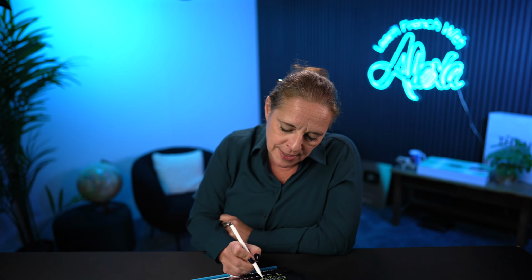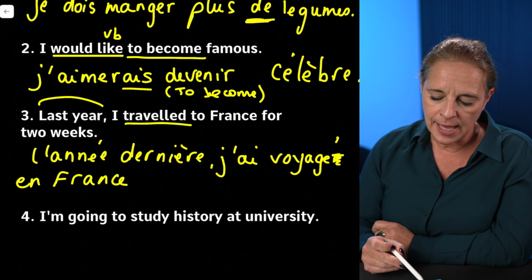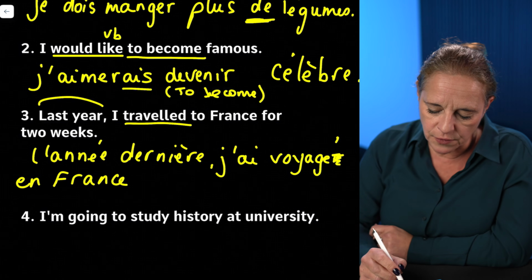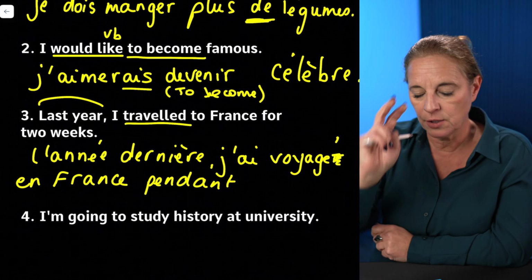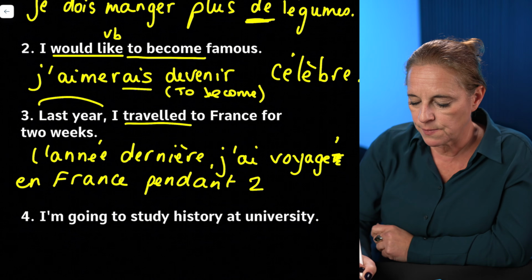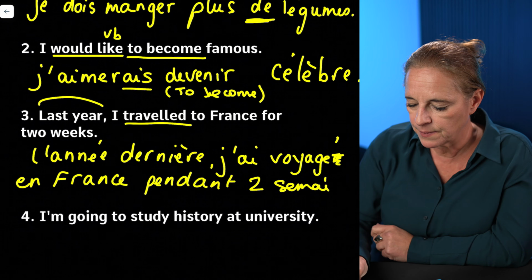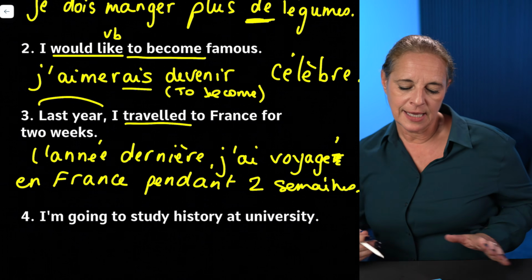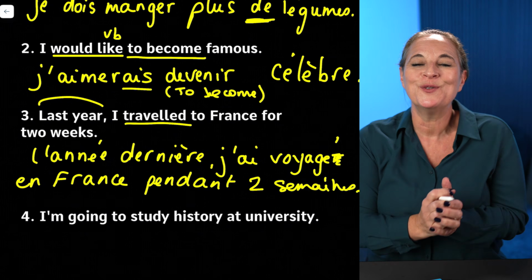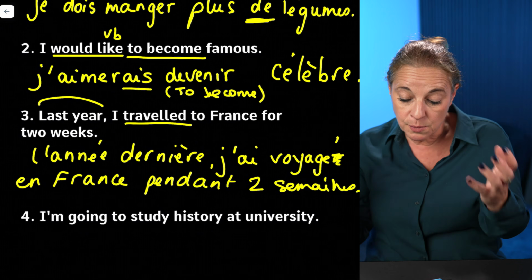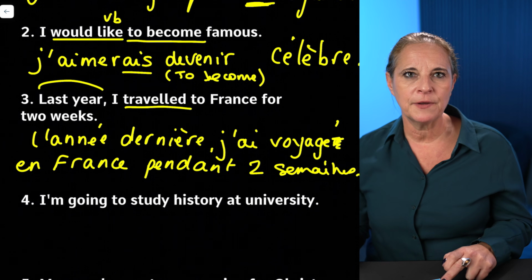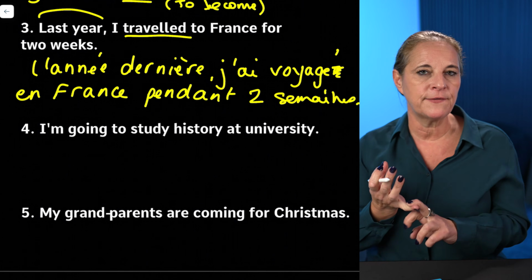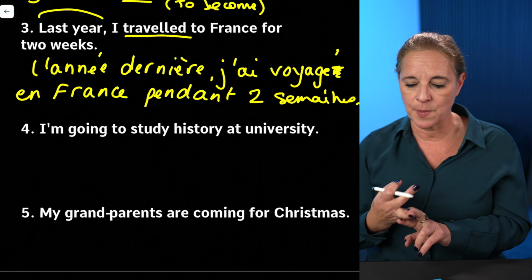I mean, you need to know your prepositions. I have many videos on that. L'année dernière, j'ai voyagé en France pendant, again, that's vocabulary, 2 semaines. Okay? L'année dernière, j'ai voyagé en France pendant 2 semaines. And that's the perfect translation of sentence number 3. You've got to be very methodical here. Just identify the verb, identify the tense, remember?